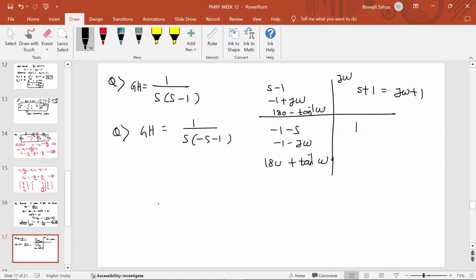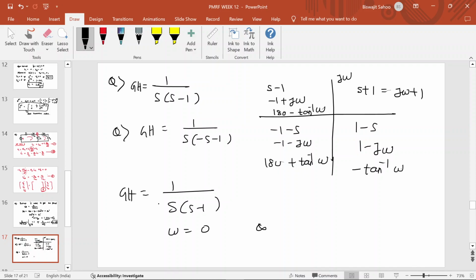Similarly, in this quadrant, we have 1 minus s, negative s with the imaginary term negative, so it will be 1 minus j omega. This will be minus tan inverse omega. Simple, you just apply this rule. Now for the first question, g of h equals 1 divided by s into s minus 1. At omega equal to 0, what is the magnitude? Infinity. And what is the phase angle? Just put omega equal to 0 here.